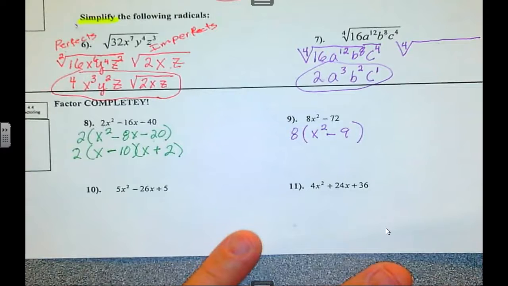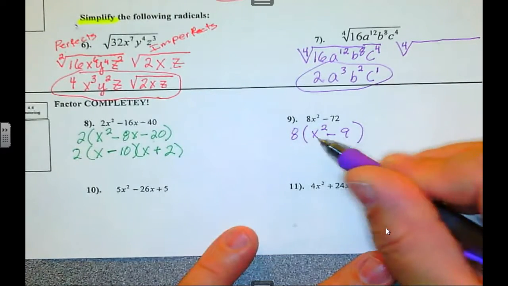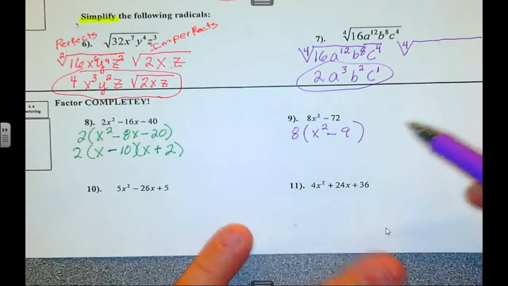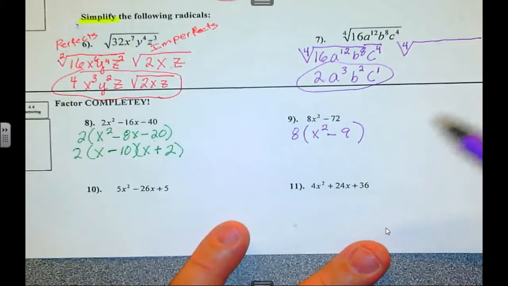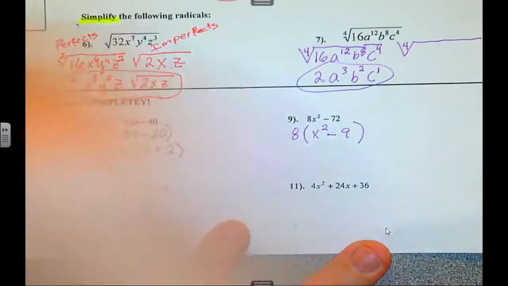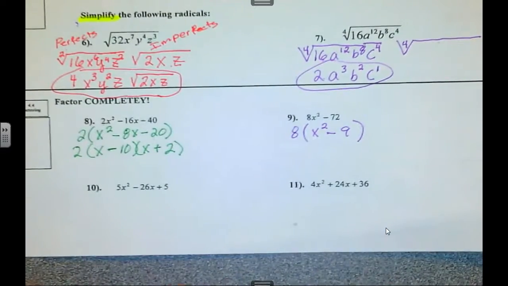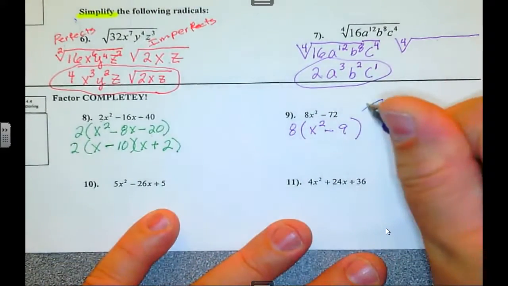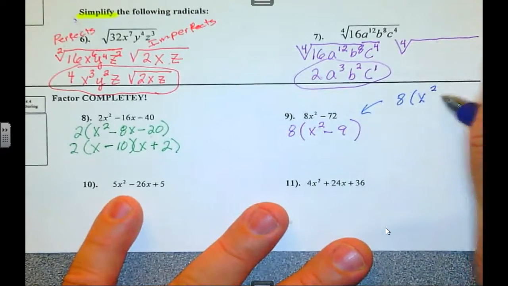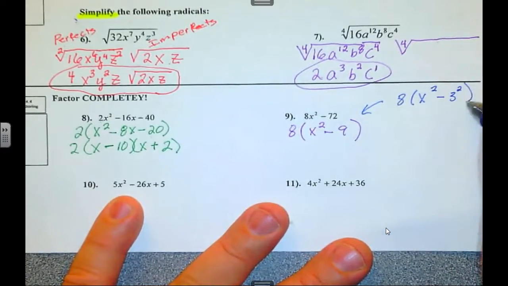What kind of problem do I have here? A binomial. I'm factoring a binomial, not just any old binomial. I have a difference of squares. Think of this as 8 times x squared minus 3 squared.